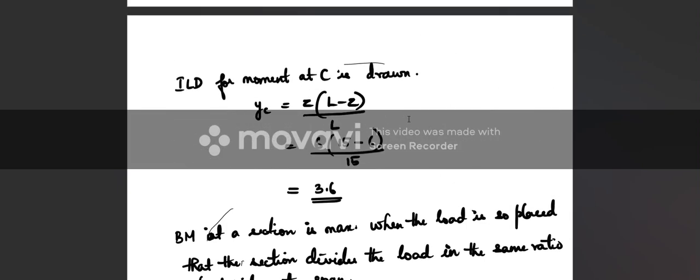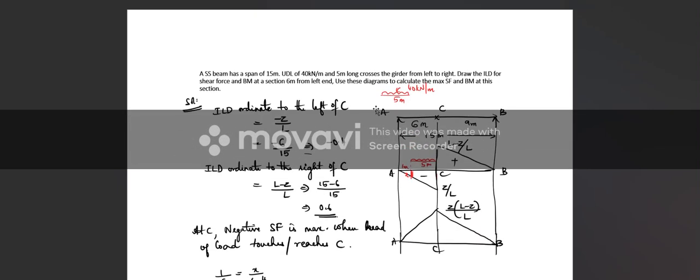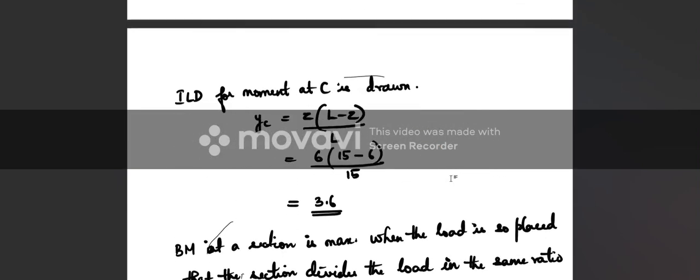Okay, so this is how the problems will be asked and how to solve them. I hope it's clear. You will start with the figure, then you have to find the ordinates and use those diagrams, and you should also remember the equation by which you place the load so that you can find out the maximum bending moment.